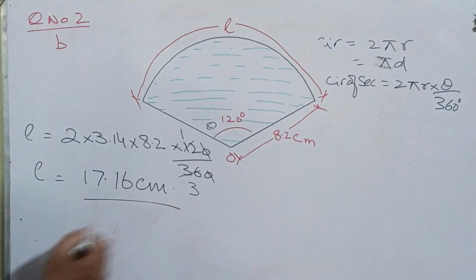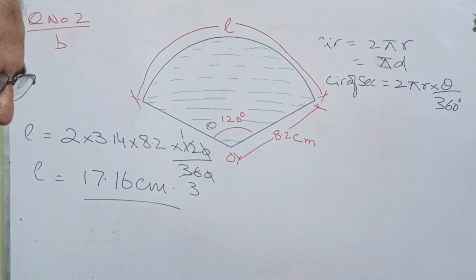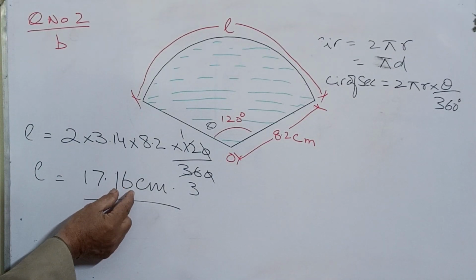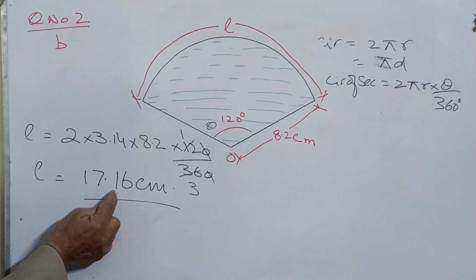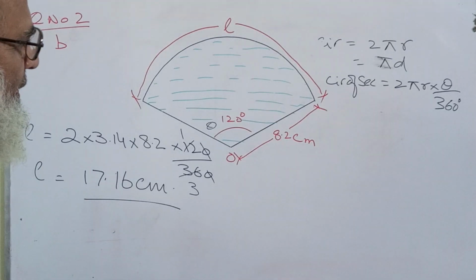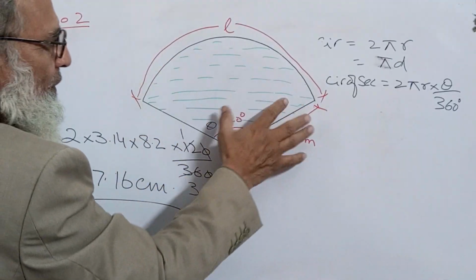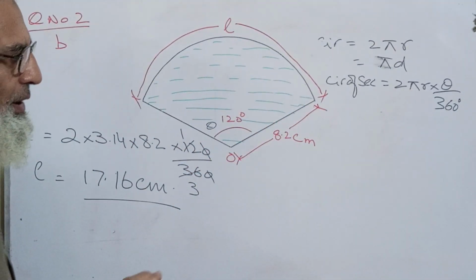17.16 centimeter. Okay, it is correct. And if you want to round this part, you can also do it 17.2. Now what is left over here is the area of the sector, the area of the sector which is in green color.